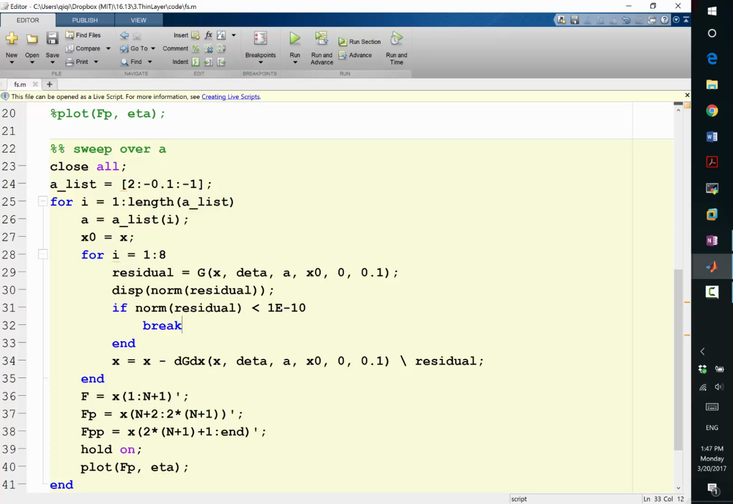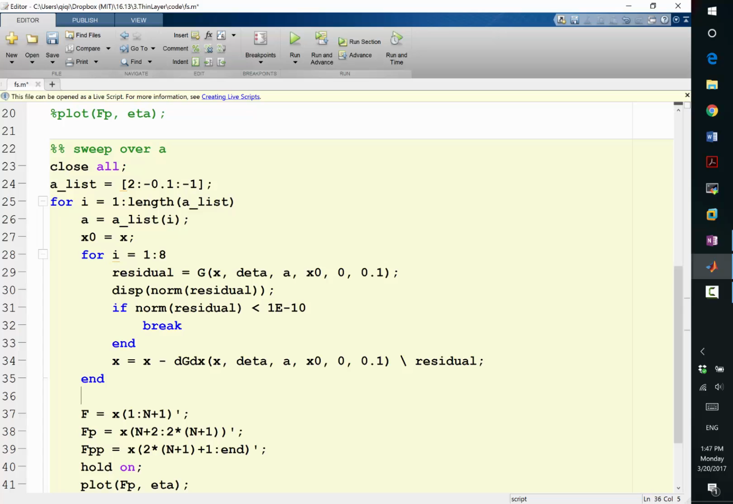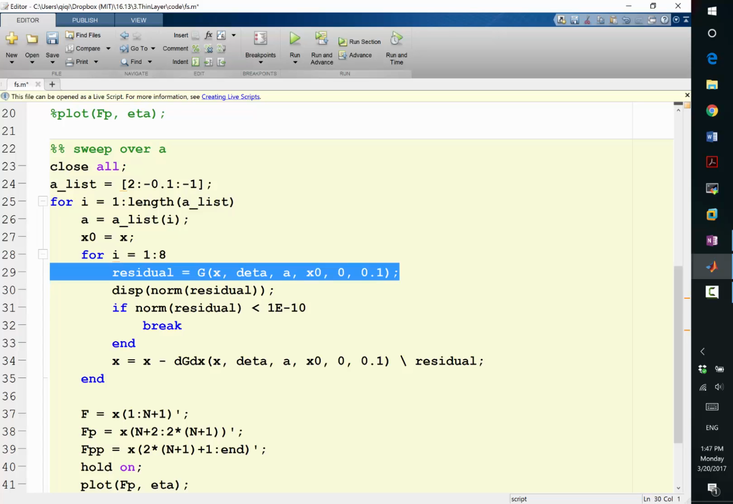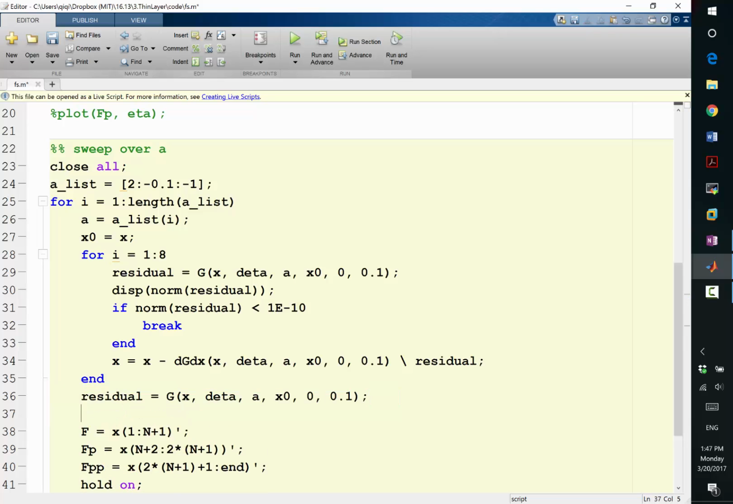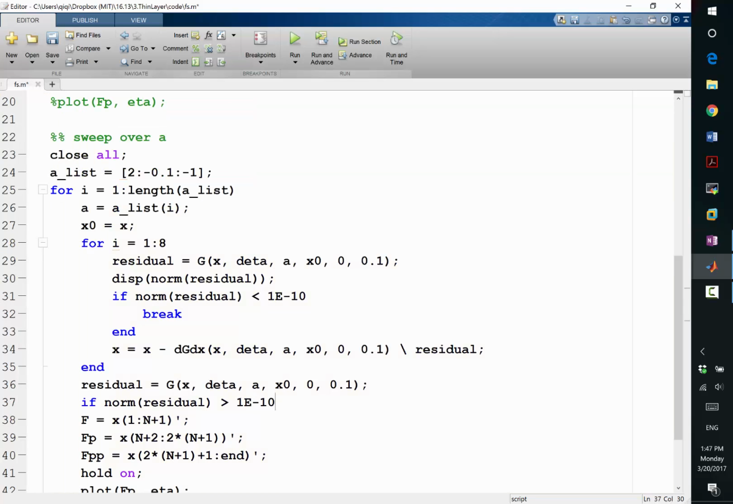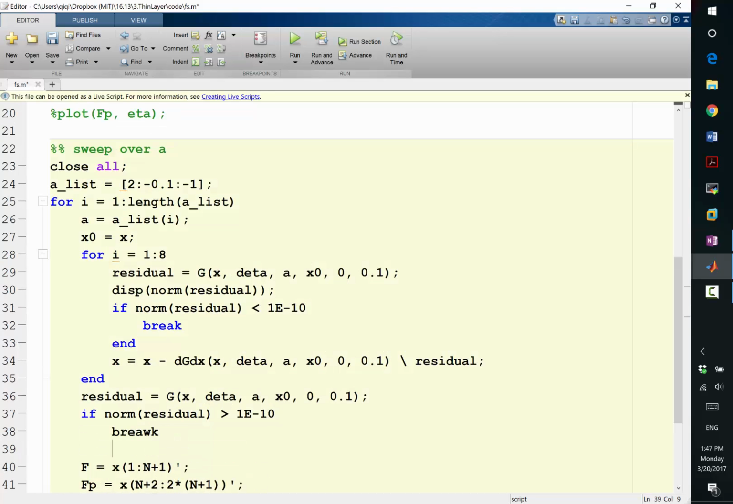Okay, and if this is 0, okay, so here I need to do something. After Newton iteration for 8 iterations, if it still doesn't converge, it's not likely to converge. So I'm going to compute the residual again, and if the norm of the residual is still greater than e to the minus 10, I'm going to break. Break. All right, so let's do that.